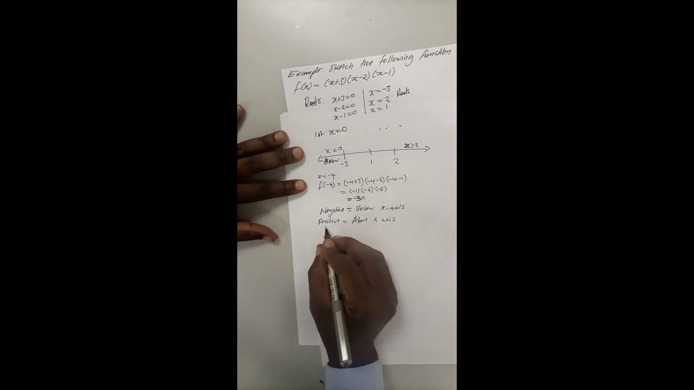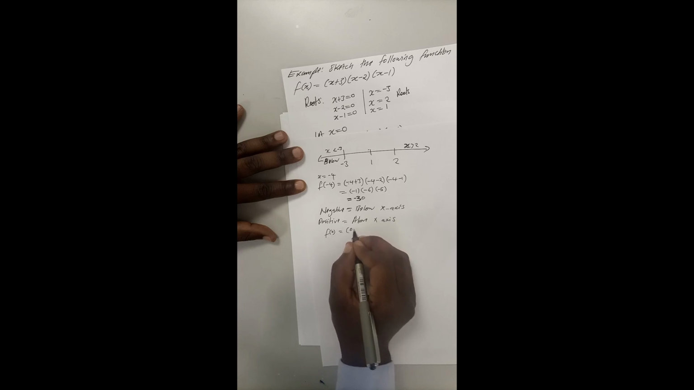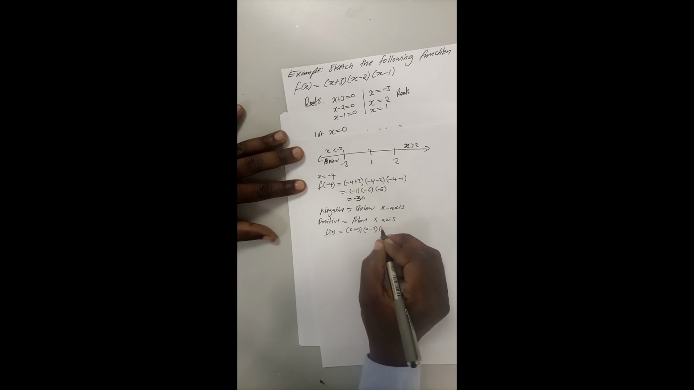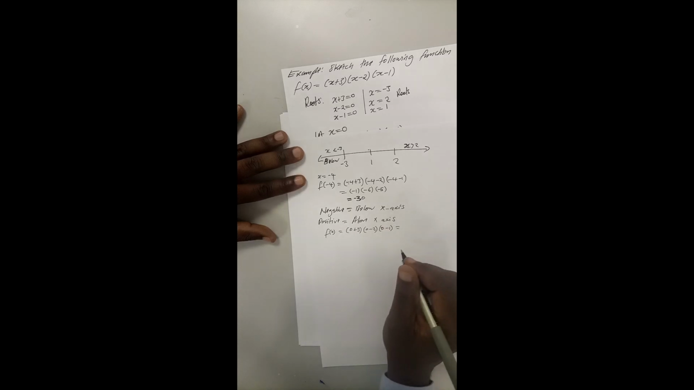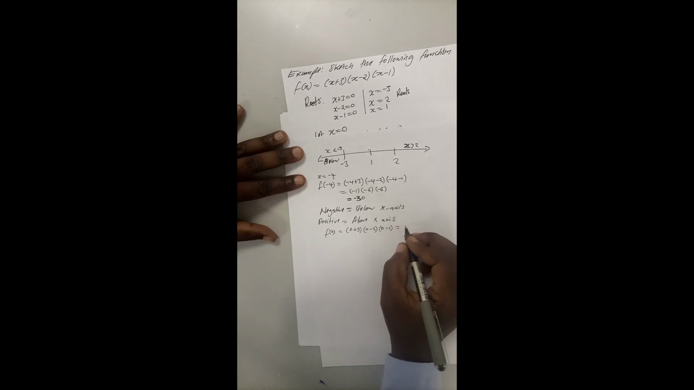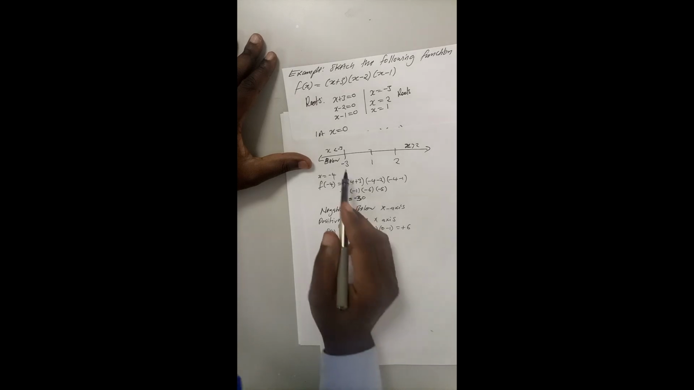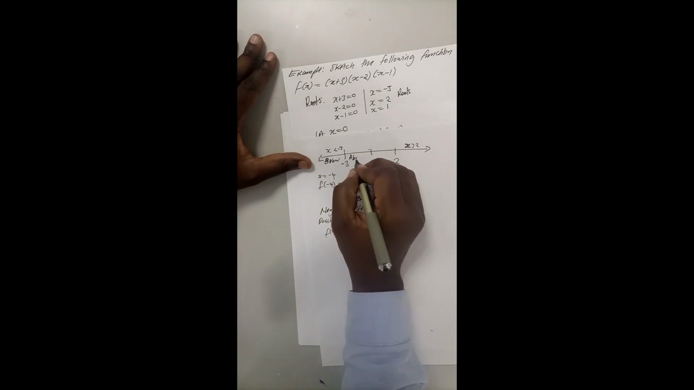We can pick any value. Let's pick 0. Put 0 there, plus 3, 0 minus 2, and 0 minus 1. You're going to get a positive 6. So between negative 3 and 1, it should be above the x-axis.